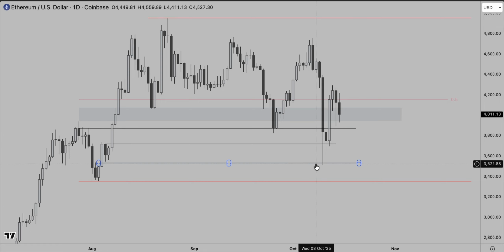Now, once we've done this, this is your signal to say, okay, we can go on the lower time frame now to identify a setup for a long position. There's two things you can do here. I wouldn't recommend it, but you can do it if you're more of a swing trader.